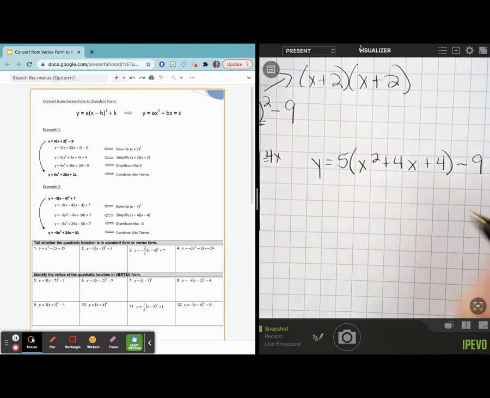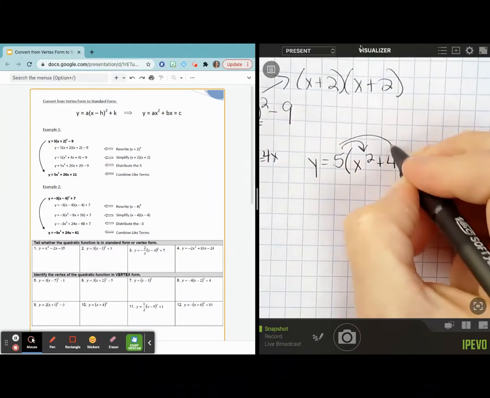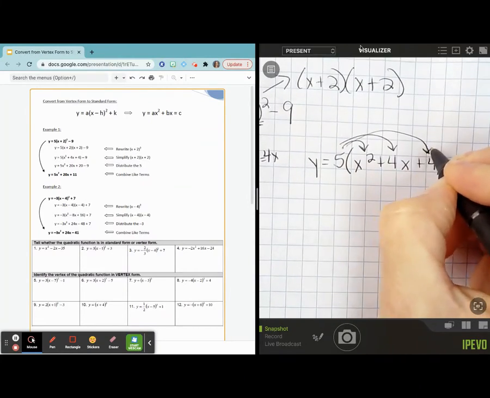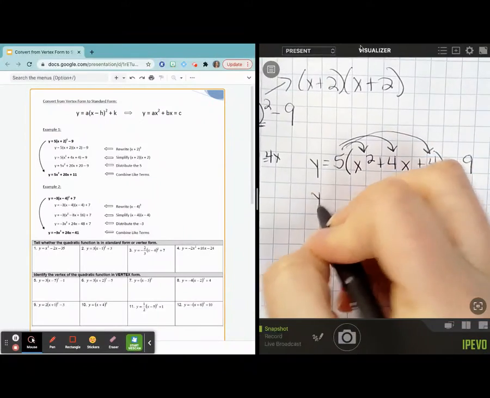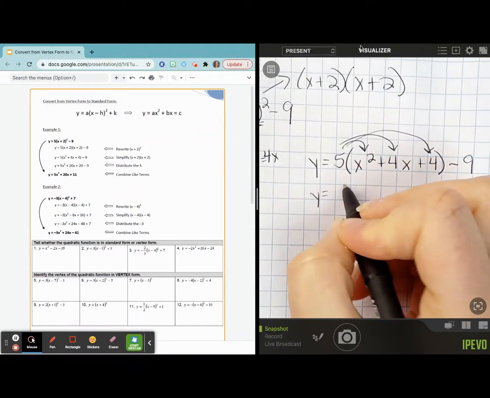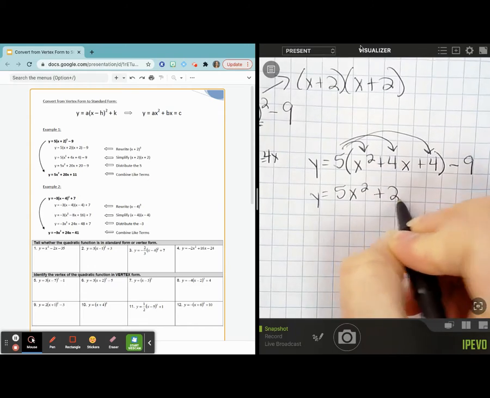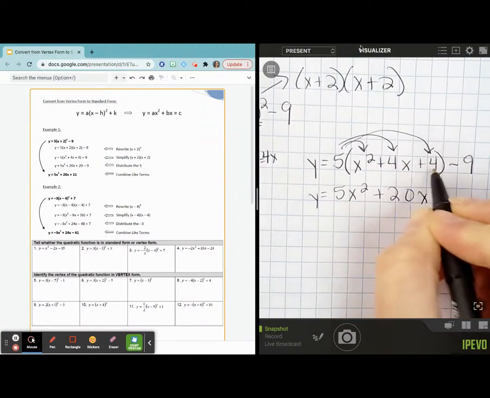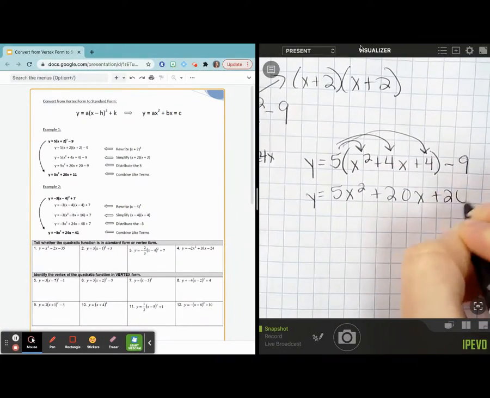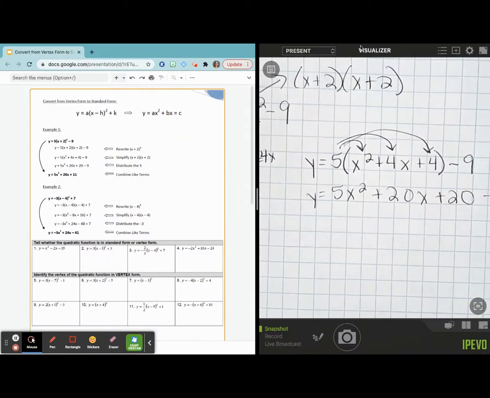So then the next step would be to distribute the 5 all the way through. So we have y equals 5 times x squared is 5x squared. 5 times 4x is 20x. 5 times 4 is 20. And then minus 9.